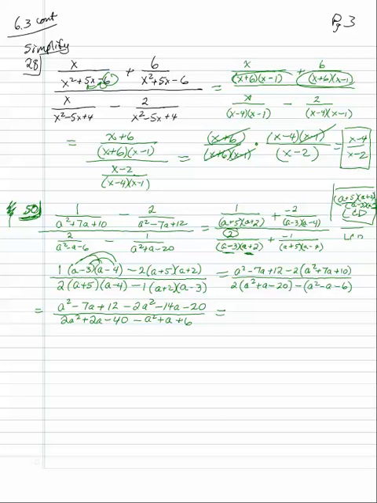Now combine all your like terms. So I've got negative a squared minus 21a minus 8. In the bottom I have a squared plus 3a minus 34. And neither of these two factor, so it's not going to reduce, and that's going to be my final answer. So that one's a little bit tedious.